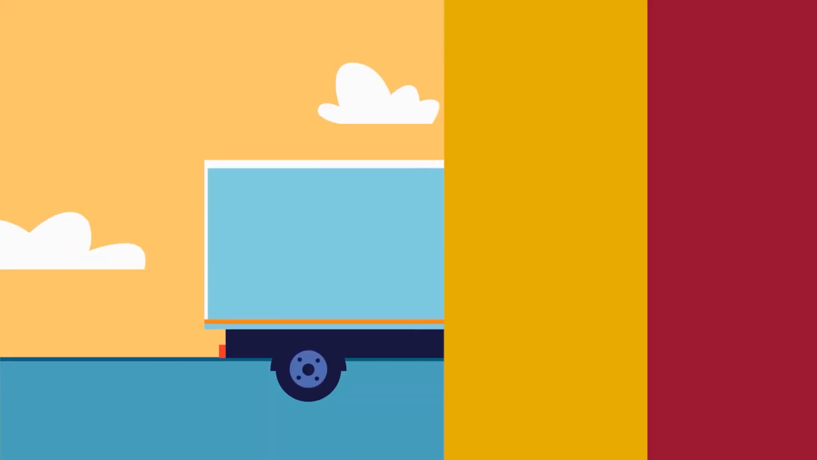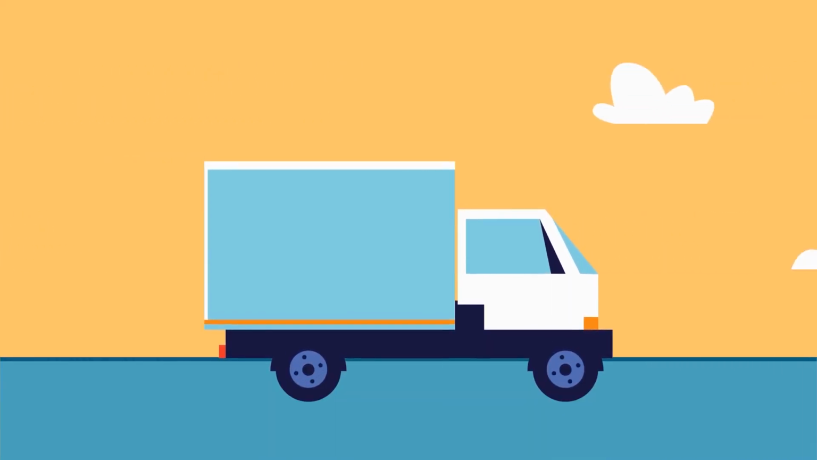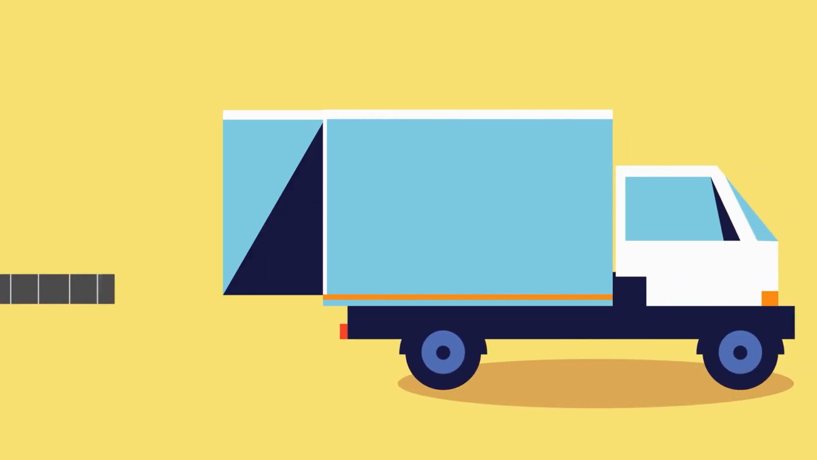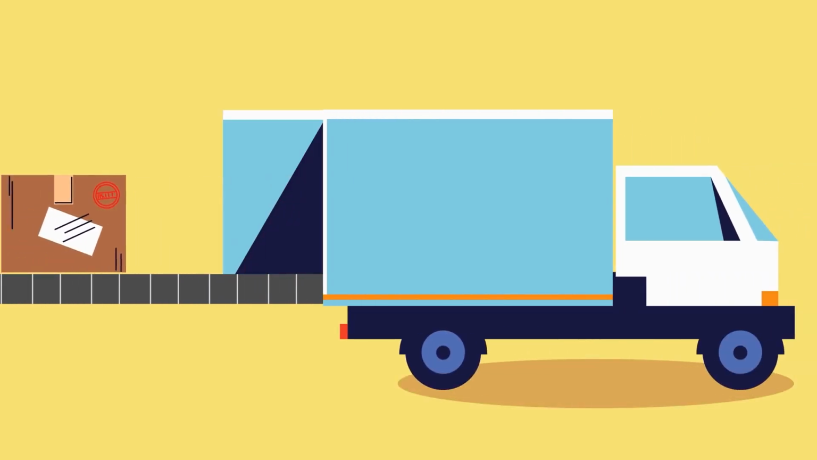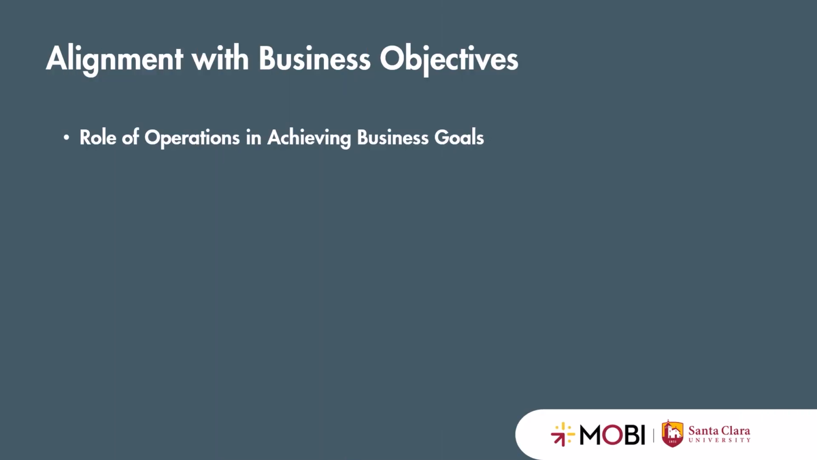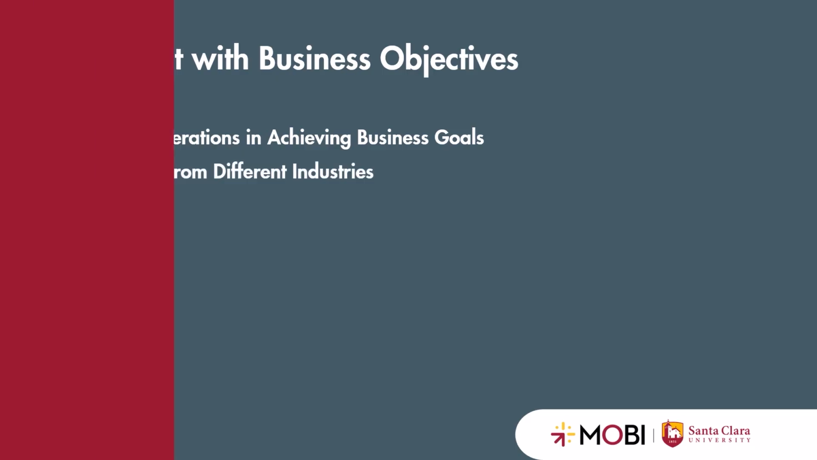Each aspect of your operation should help achieve your business objectives, ensuring that your daily activities contribute to your long-term goals. For example, if your goal is to provide fast delivery, all your operations should be designed to support that, such as by optimizing your logistics and supply chain. We'll talk more about the supply chain later in this session. Now, let's look into examples from different industries.